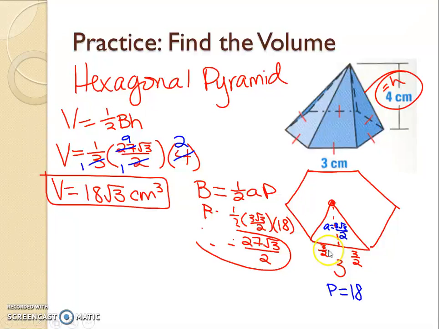So half of 3 is 3 over 2, 3 over 2. So this length is 3 radical 3 over 2. So that is your A. So you're going to do half times 3 radical 3 over 2 times 18. And then 3 times 18 is 54. And then multiply half, that's 27. So write 27 radical 3.